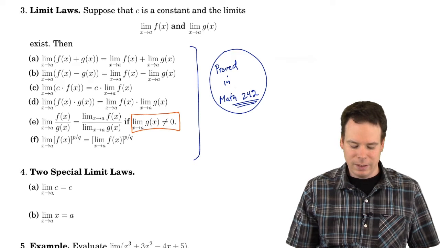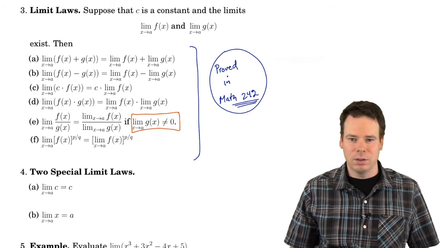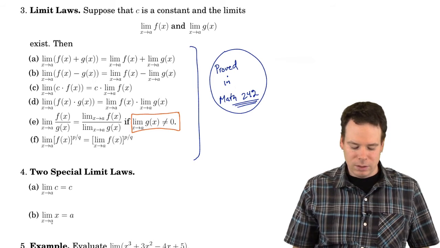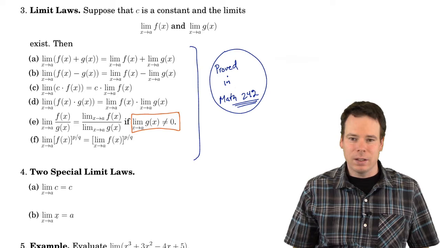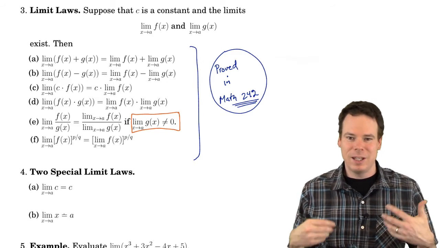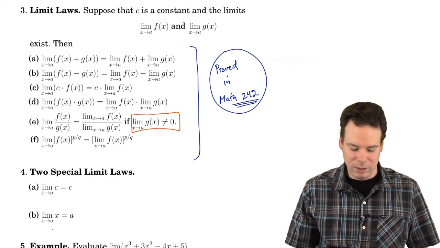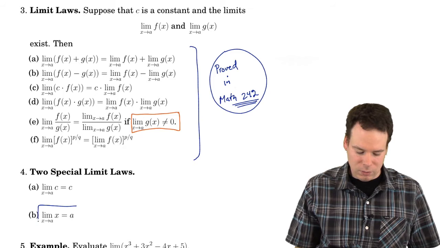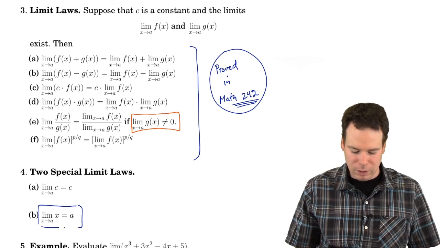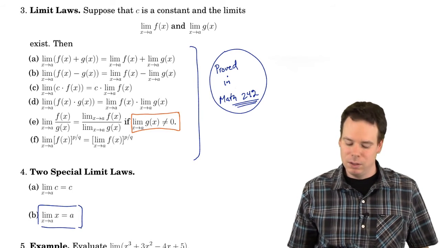So in other words, as x gets close to a, what does c get close to? Well, c is not changing, so c stays close to c. As x gets close to a, what does x get close to? Well, x gets close to a. It sounds redundant, and in some sense it is redundant, but that's the way it's phrased in terms of a limit. The limit as x goes to a of x is equal to a.